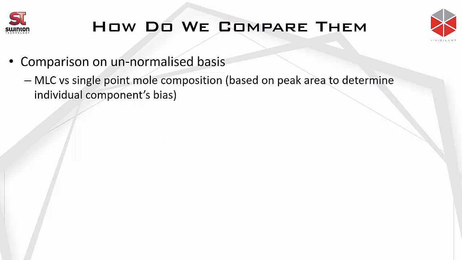The only time we compare data on the unnormalized basis is when we compare the multi-level calibration composition or component against a single point mole composition. The reason why we use the unnormalized basis here is because we're using peak area to determine each individual component's bias. The peak area actually works based on the unnormalized value of the composition. So that's why we have to work on the unnormalized basis when we compare multi-level calibration against a single point calibration mole composition.